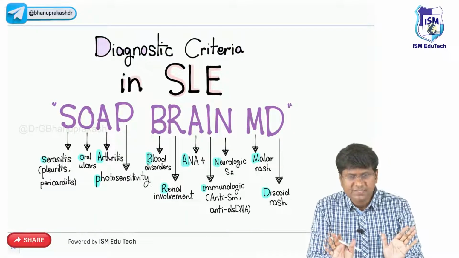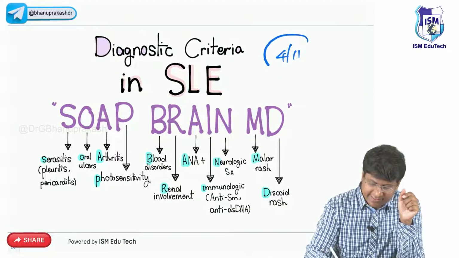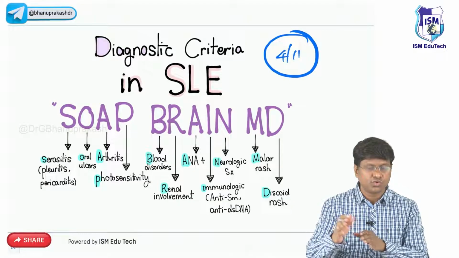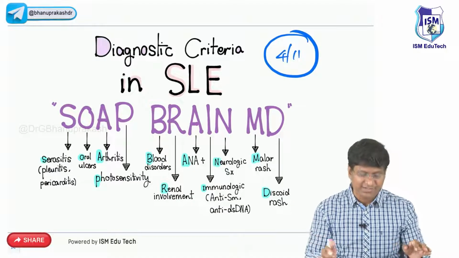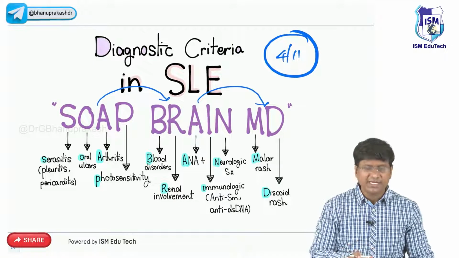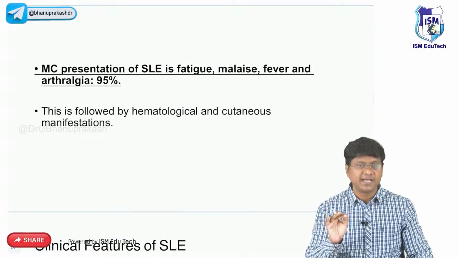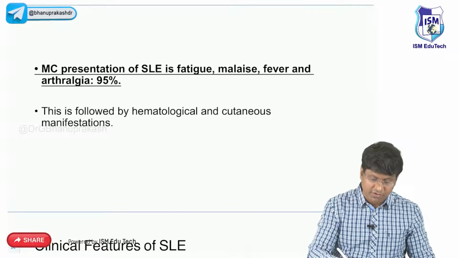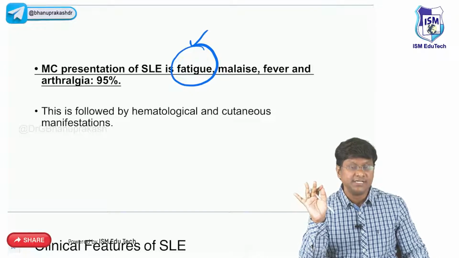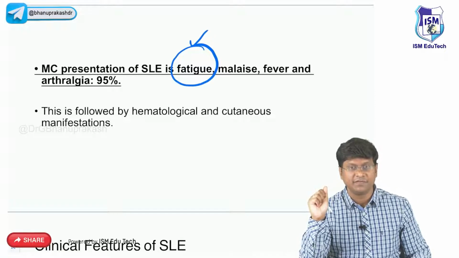Now, what is the diagnostic criteria for SLE? So this is a mnemonic. There are totally 11 criteria. Out of 11 criteria, if 4 are there, then it is very much diagnostic of SLE, right? And what are those 11 criteria? Soap brain MD. So the mnemonic that you can remember is, you wash your brain with soap, then you will get the MD seat. Now what exactly is this soap brain MD? I'll just tell you one by one. If the question is asked, what is the most common presentation of SLE, then that will be fatigue, malaise, fever and arthralgia. That is seen in almost 95% of individuals, fatigue as well as arthralgia along with fever, right?